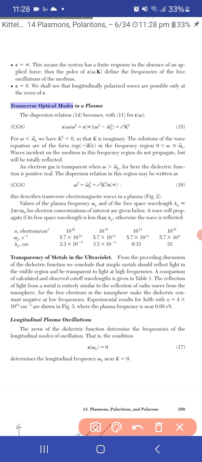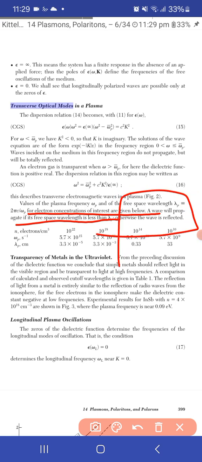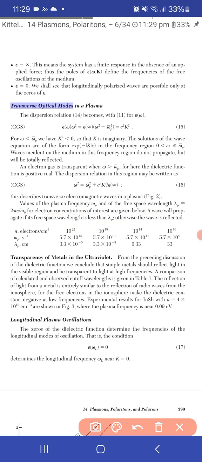For an electron concentration of interest, we are given a value. A wave will propagate if the free space wavelength is less than lambda p, otherwise the wave is reflected. This thing has been saying this for a while: it will be reflected. It gives two conditions here, for when it will reflect and when it will not.